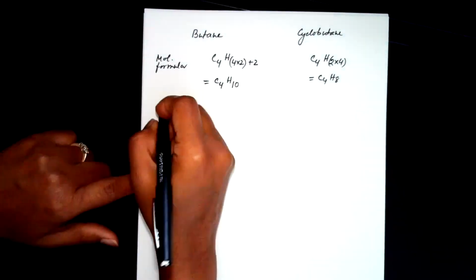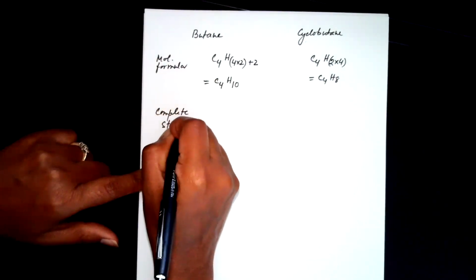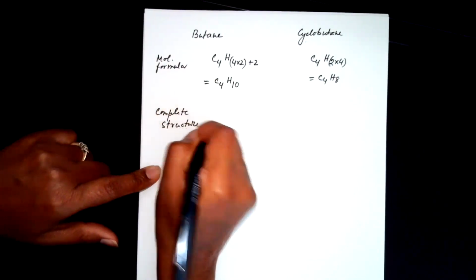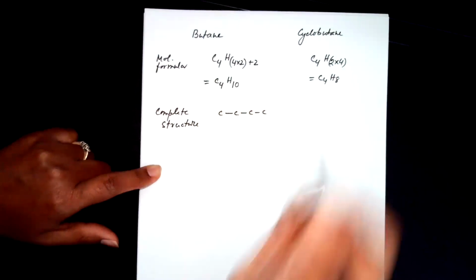Let's start with complete structure. Complete structure requires you to draw all the bonds. So I have 1, 2, 3, and 4 carbons.